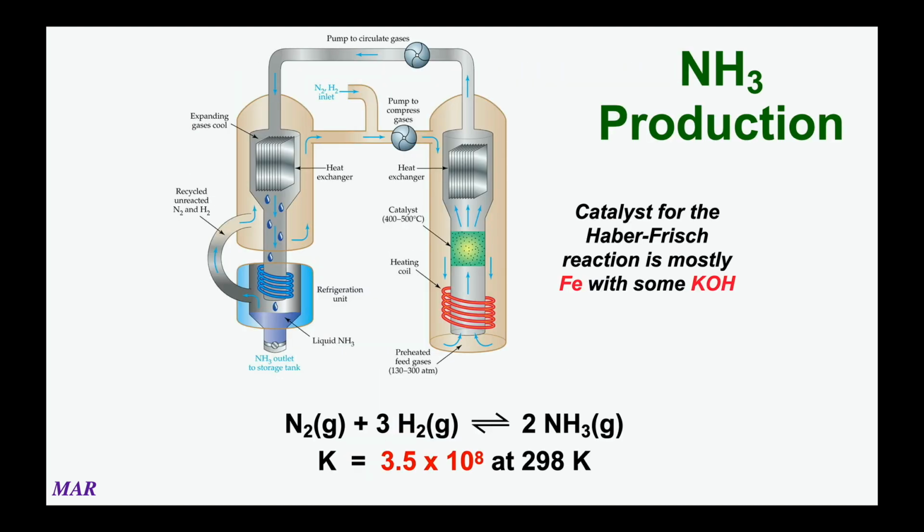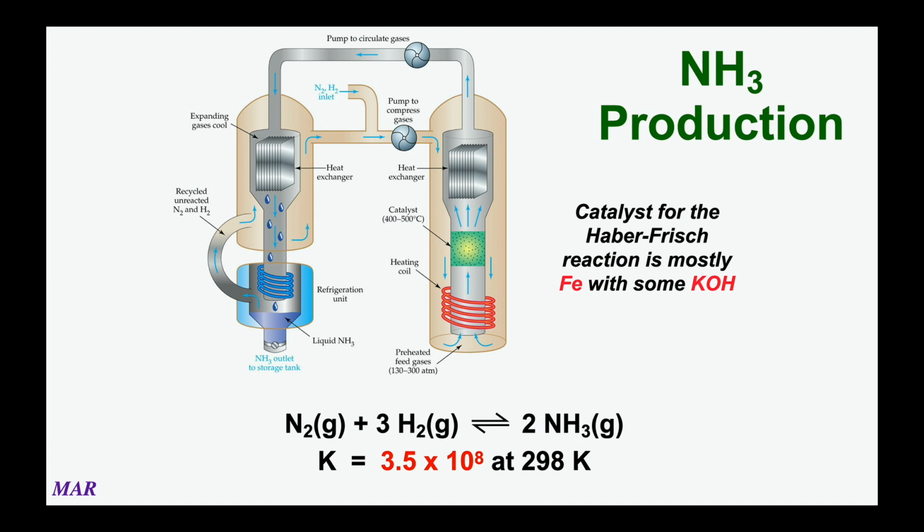In the production of ammonia, NH3, the equilibrium constant is 3.5 times 10 to the 8th at room temperature. And this is actually a pretty important reaction. Ammonia is used for a lot of agricultural uses, so fertilizers, stuff like that. It's also used for a lot of military applications, so both yays and nays. But anyway, this almost always has a catalyst in it. A lot of times, apparently, it's iron with a potassium hydroxide catalyst.